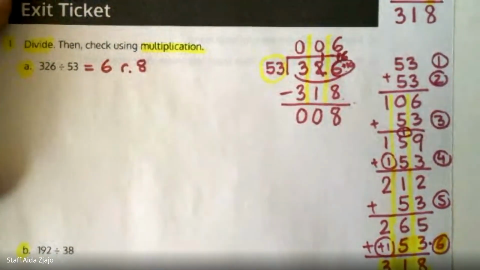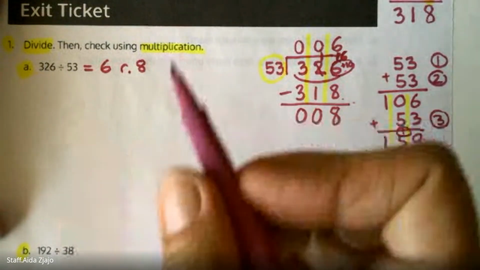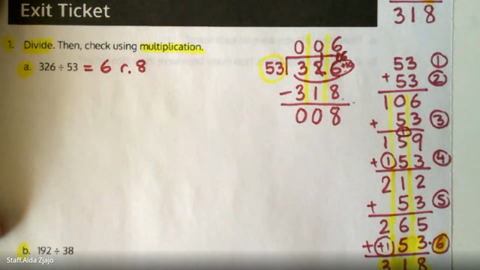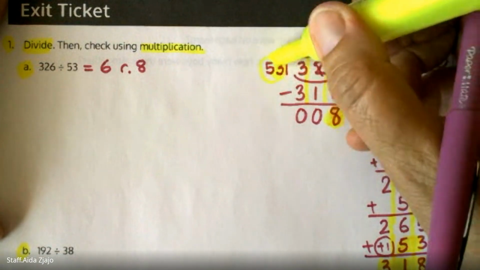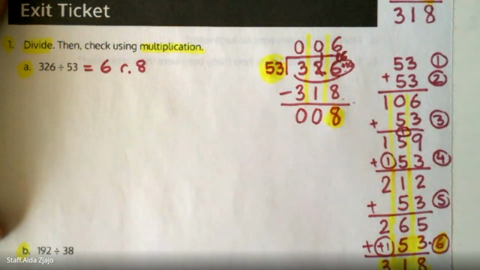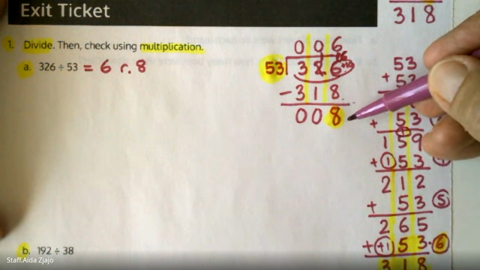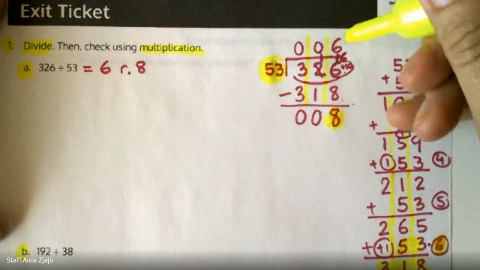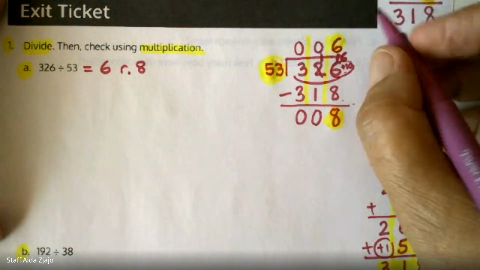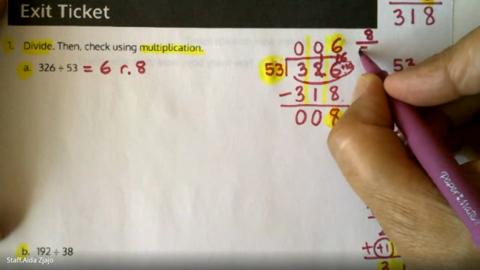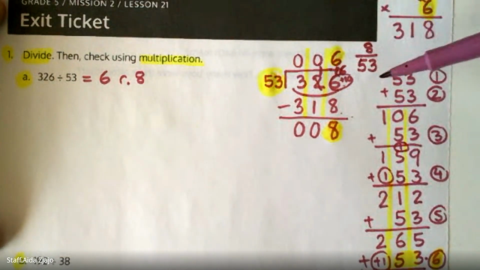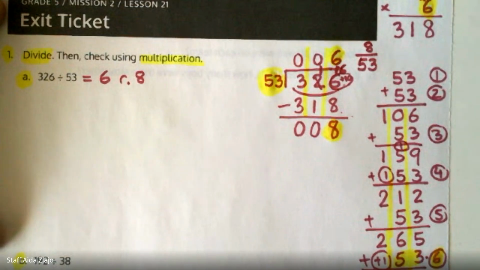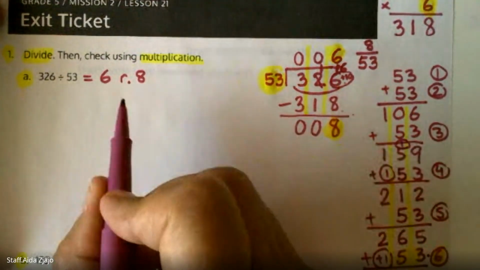Okay, fifth grade needs to know the answer as a fraction. So the leftover is 8, and the whole group is 53. If they say show your remainder as a fraction, then you will say the answer is 6 and 8 out of 53, that makes a next group. So 6 and 8 fifty-thirds. That's additional information right now.